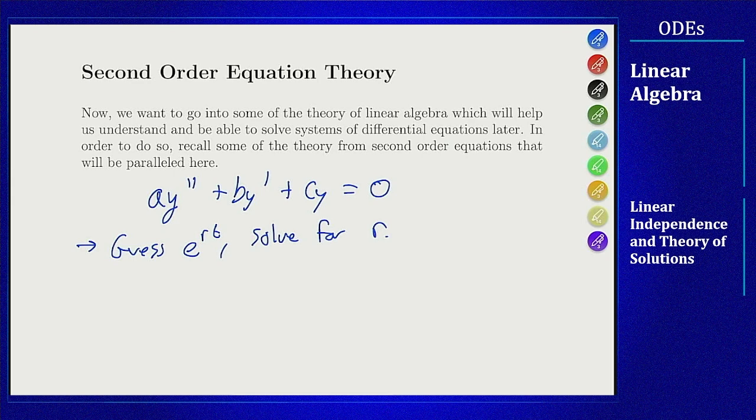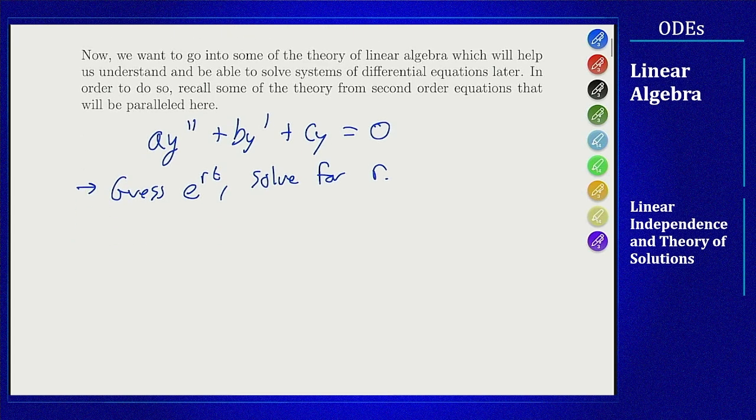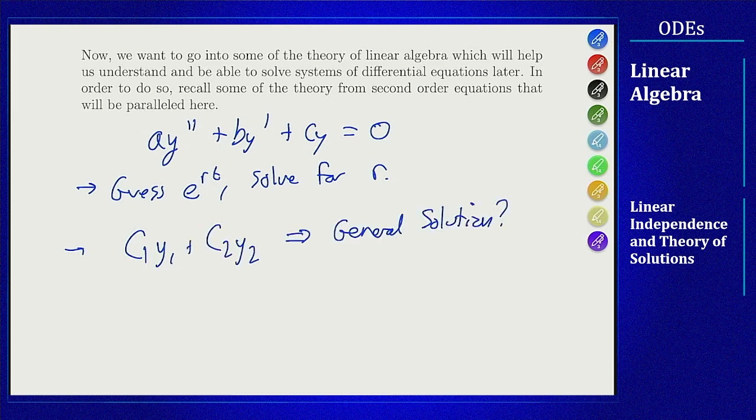Once we had these two solutions, whether they were real and distinct roots or complex roots or repeated roots, we then had to verify that this actually gave us a full general solution. So we get to a solution of the form c1y1 plus c2y2. We want to say that this is a general solution. And how do we do that? We use the idea of linear independence. We wanted to see, okay, are y1 and y2 independent? And if they are, that gave rise to a general solution.